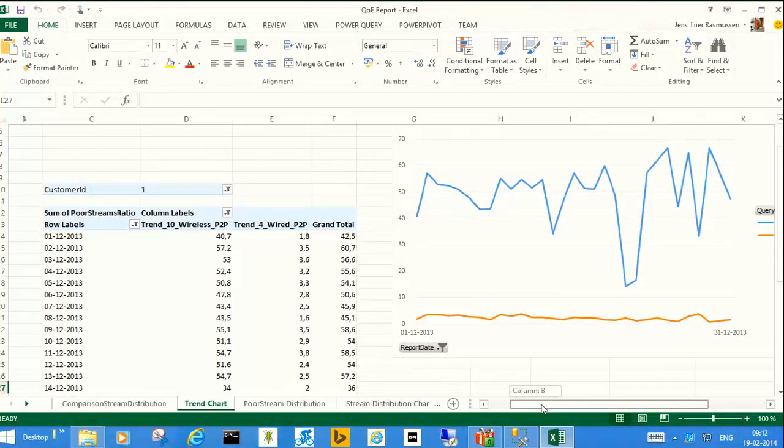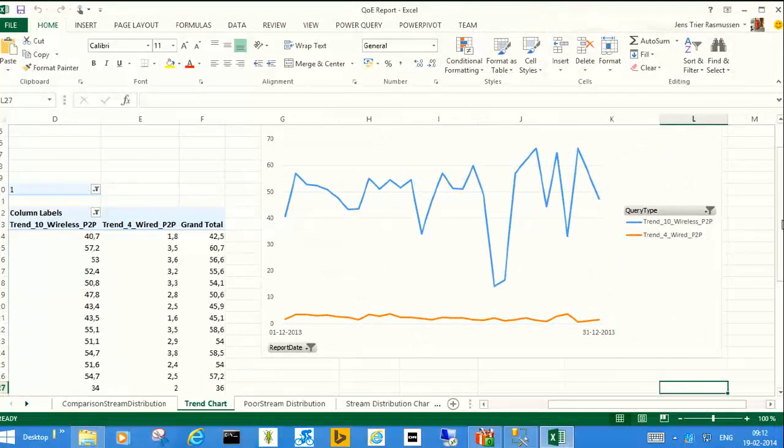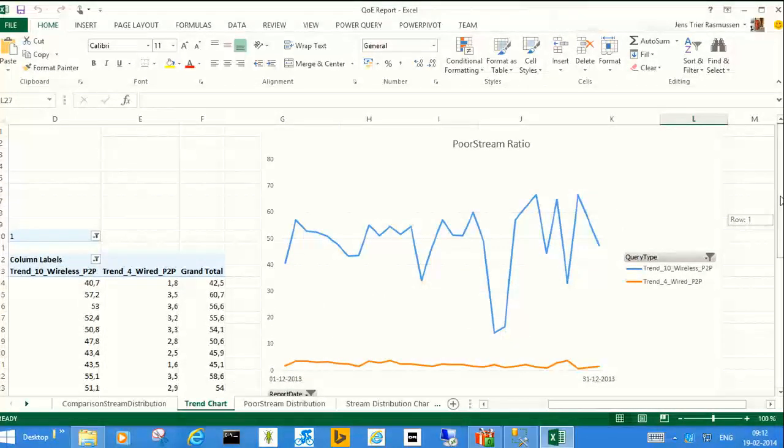So let me try to... So here I'm looking at the trend for wireless P2P calls and wired P2P calls. So that's wired clients talking to each other and wireless clients talking to each other, and there is no crosstalk in these queries. So here you can see that the wireless streams, so the blue one, have pretty poor streams. So this is the ratio.